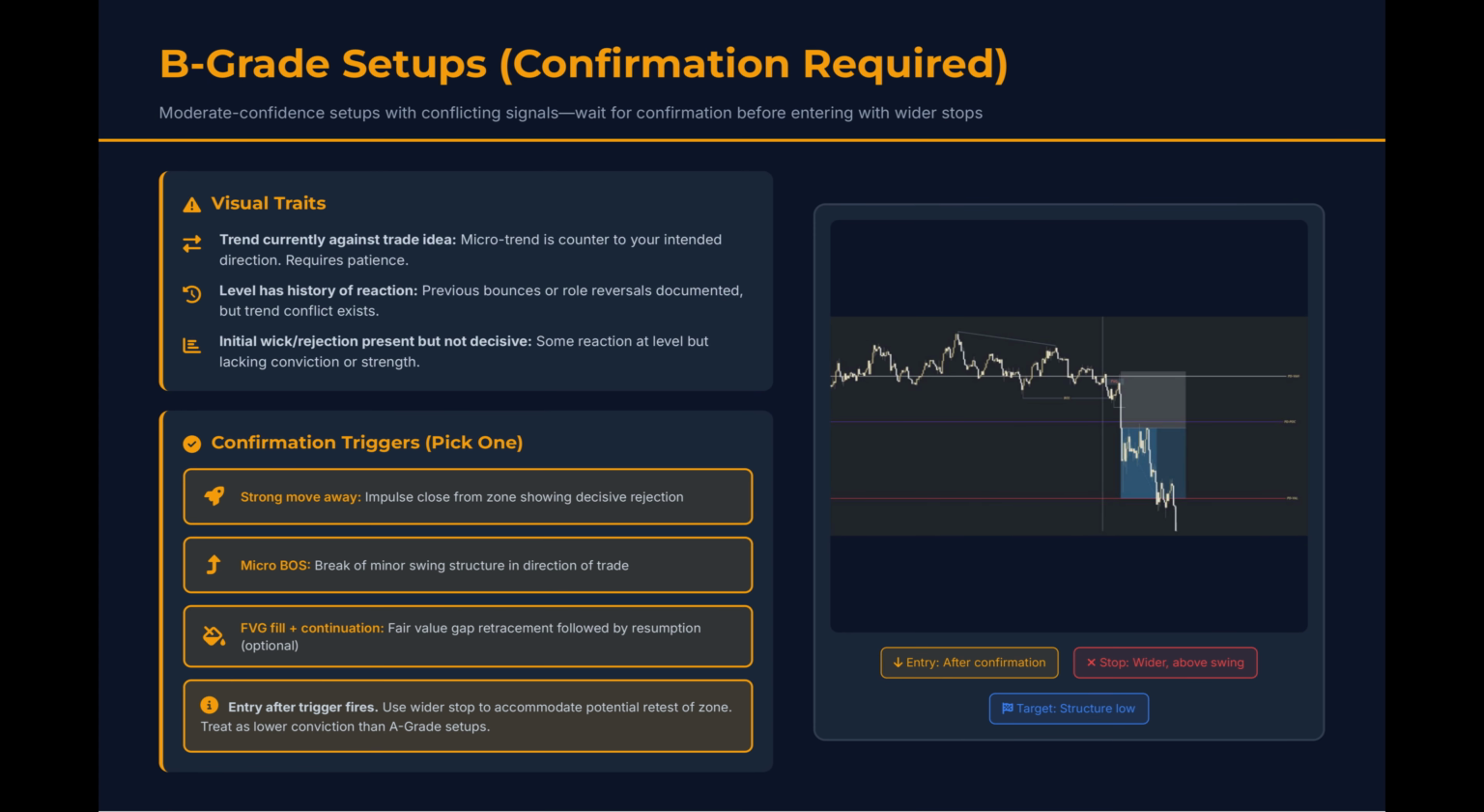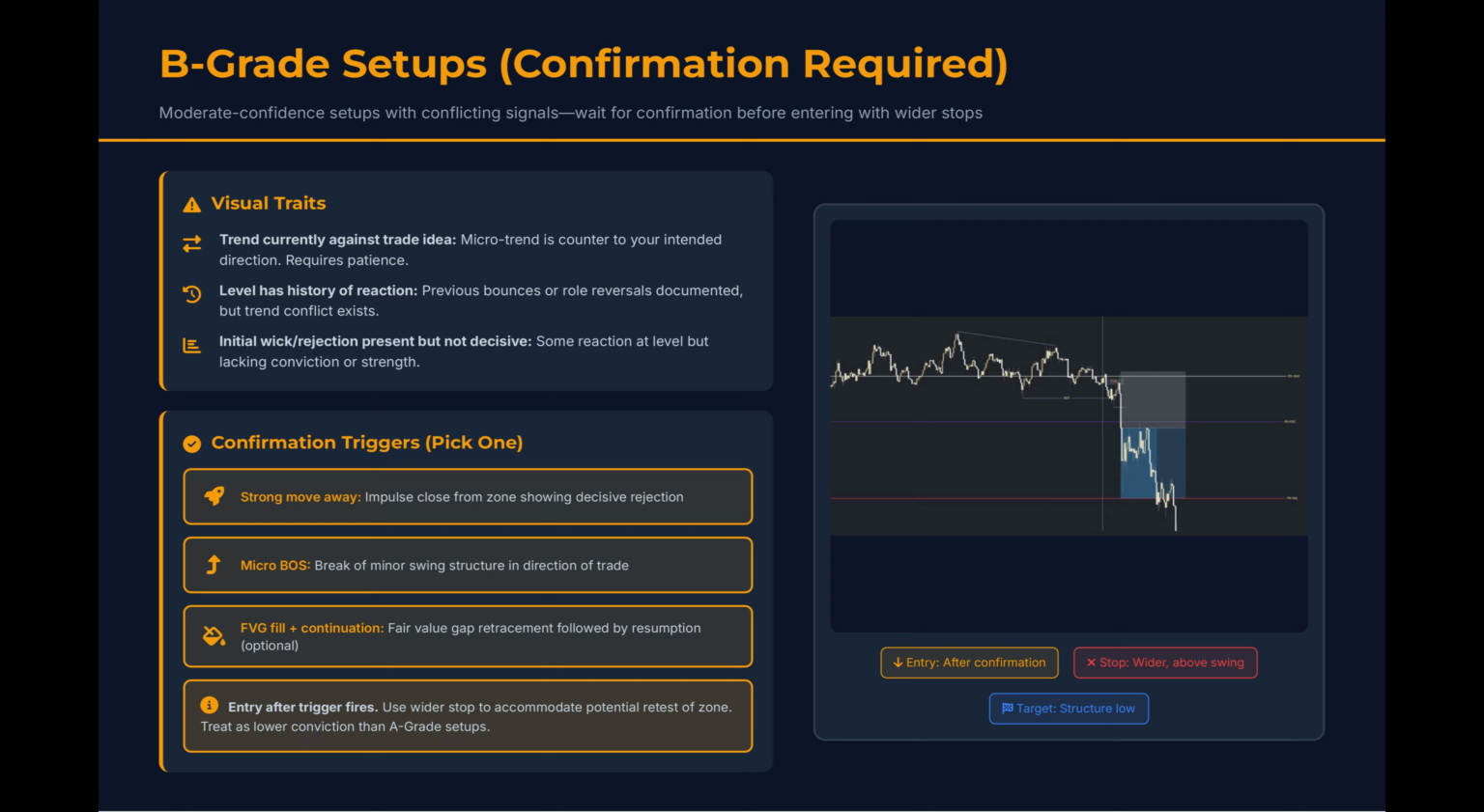Now let's move on to B-grade setups. These are moderate confidence trades that require a different mindset and execution approach compared to your A-grade setups. And here's the crucial point. B-grade setups can be absolutely excellent trades, but they demand patience and confirmation before you commit capital. So what defines a B-grade setup? Well, these are characterized by 3 specific visual traits that tell you to proceed with caution.